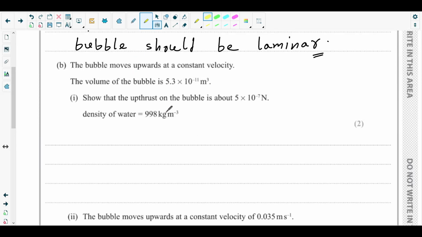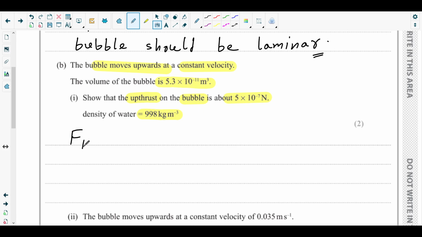Next is part B. The question says the bubble moves upwards at a constant velocity. Since it's moving with constant velocity, that means it has reached its terminal velocity. The volume of the bubble is 5.3 times 10 to the power minus 11 meter cubed. Part 1 asks to show that the upthrust on the bubble is about 5 times 10 to the power minus 7 Newton. The density of water is given as 998 kg per meter cubed. Upthrust is V times rho times g.